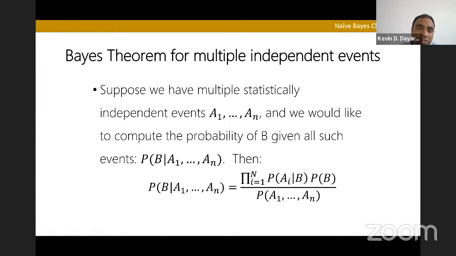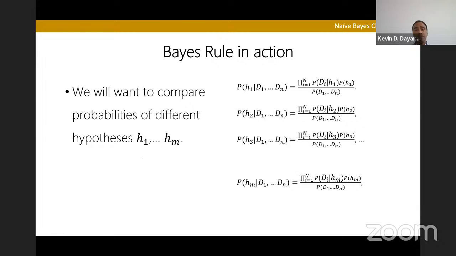Now, suppose we have multiple statistically independent events, A1 through AN, and we'd like to compute the probability of B given all such events, A1 through AN, occur. Then this tweak to Bayes' rule would be as follows, where you take the product of all these conditional probabilities, multiply it by this marginal probability of B, and divide it by the joint probability of A1 through AN. And this is what we utilize for naive Bayes modeling.